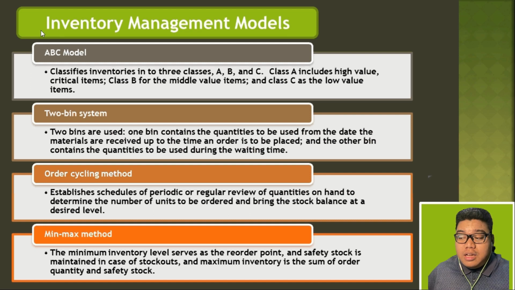In the min-max method, the minimum inventory level serves as the reorder point, and we have a safety stock in case of stockouts, and the maximum inventory would be the order quantity and the safety stock. The minimum inventory would be the reorder point, and by the time the order arrives, the reorder point is diminished by the amount of the daily requirements from the date of the reorder to the date of the arrival of the restock.